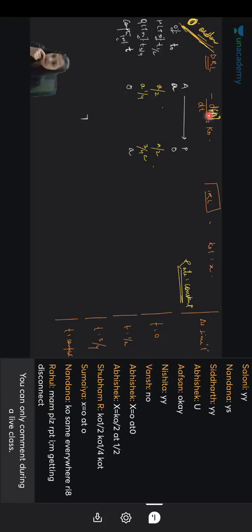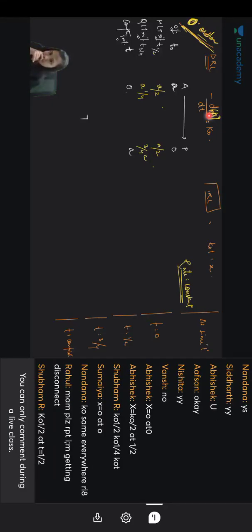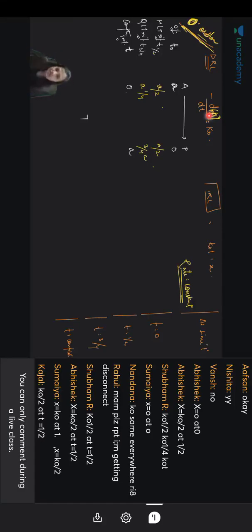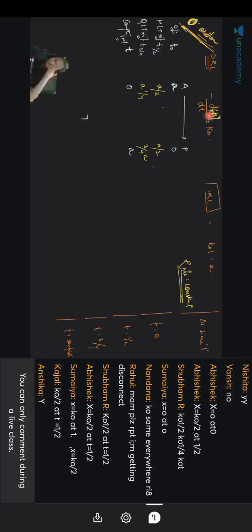X is equals to 0 at T is equals to 0. K naught तो सेम रहेगा. K naught is a constant. At T half K naught into half हो जाएगा. Okay. Can you send this to me in the question tab? आप लोग मुझे हर different times पे values put करके question tab में एक बार भेजोगे? Send it to me in the question tab. Do it.